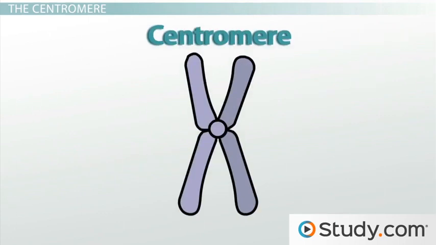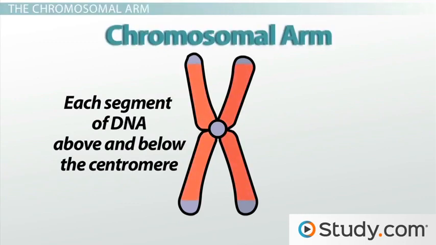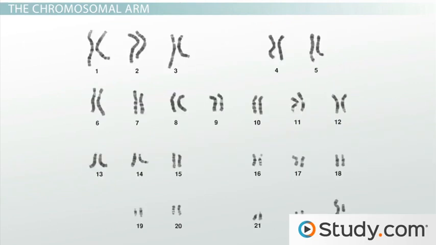So the centromere effectively divides the linear DNA molecule into 2 parts. Now, each segment above and below the centromere is called a chromosome arm. Note that the length of the chromosome arm above and below the centromere varies from chromosome to chromosome. So this is also a physical characteristic which can be identified in karyotyping.